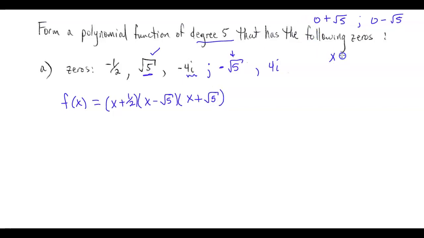And of course, we get that because x minus a minus square root of 5 would be the same as x plus square root of 5. So that's where that comes from. Of course, our zero here at negative 4i, that would be x plus 4i for the same reasons as we got x plus square root of 5 here. And then our last zero here would be x minus 4i.